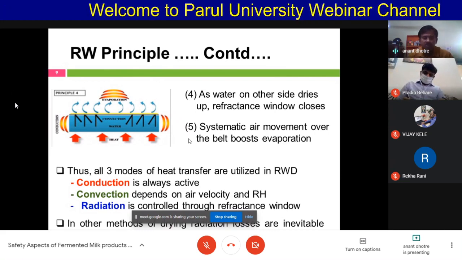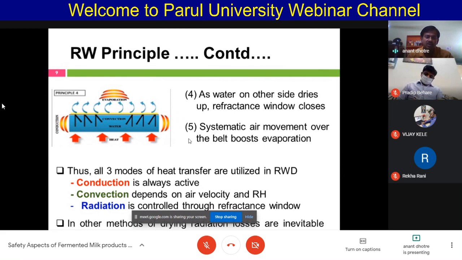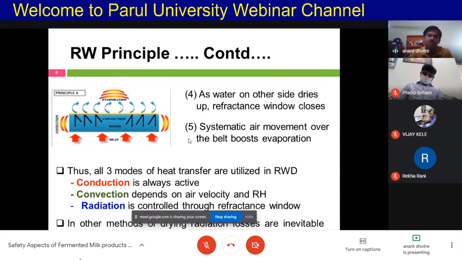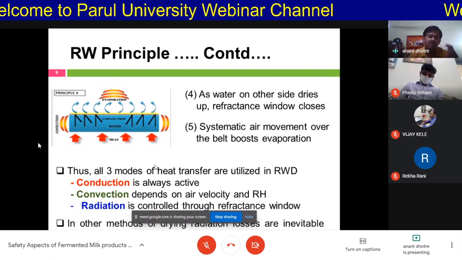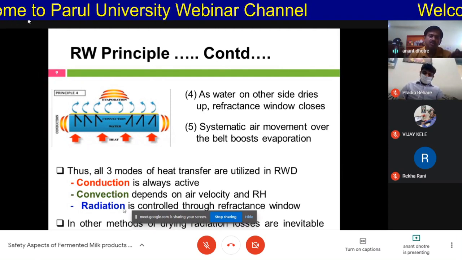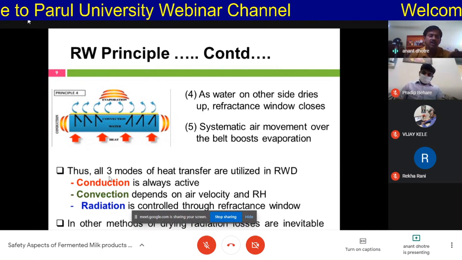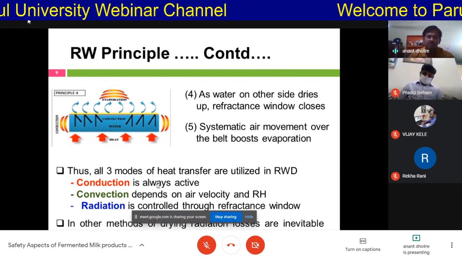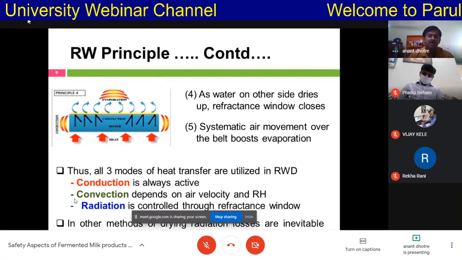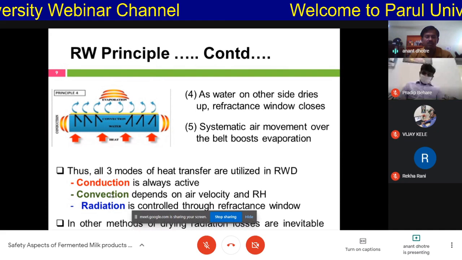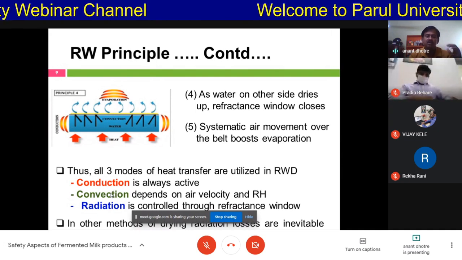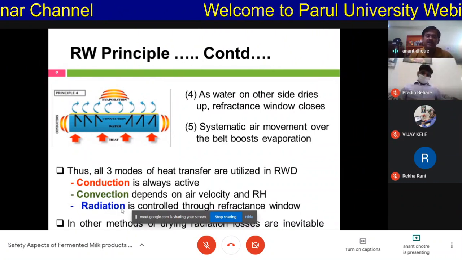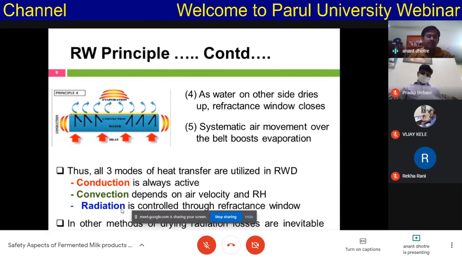Now, since you are all from this same background, I need not explain the advantages of the constant rate drying period and the added advantages of a long constant rate drying period. So in this refractance window drying, all three modes of heat transfer are utilized. Conduction is always active through the film. Water will conduct the heat across the film to the feed on the other side. Convection will occur only on the upper side between the feed and the air movement. That is how the moisture is escaping into the air. And radiation, as I discussed earlier, occurs through the refractance window.